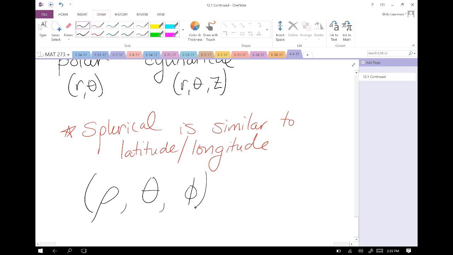All Greek letters. The one that looks like P is the letter rho, R-H-O. And that's always the first coordinate. In just a second, I'll tell you what these are. The second coordinate is theta, and that is the exact same theta from polar and cylindrical. So that one is not going to change. The last one is phi or phi. Either one.